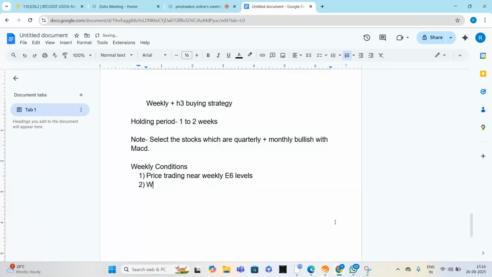Secondly, E6 above E30. Third is MACD above the signal line. And the last is RSI above the signal line.